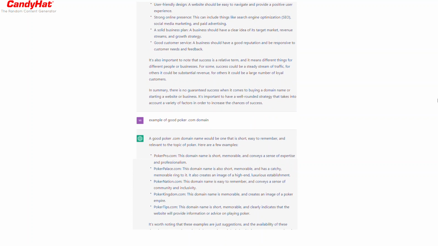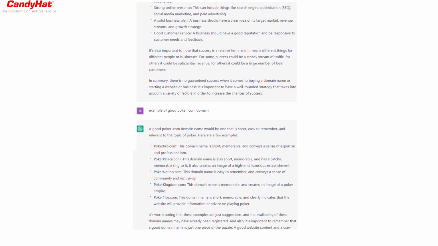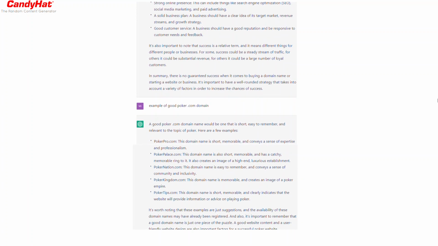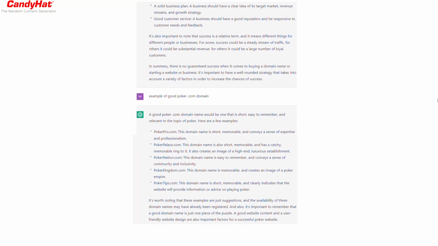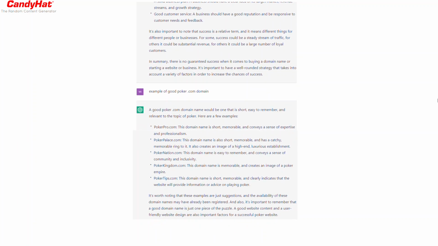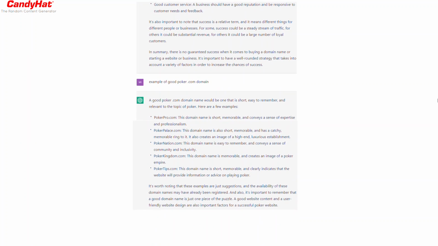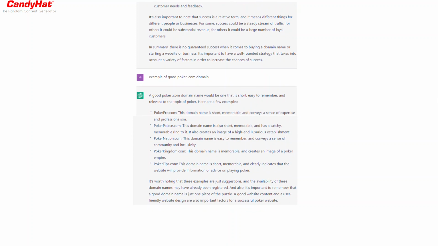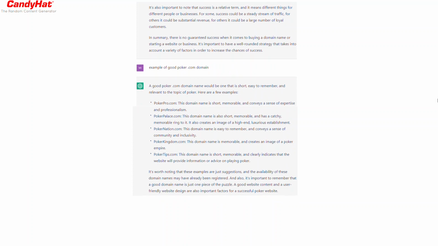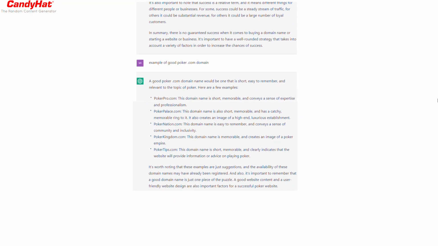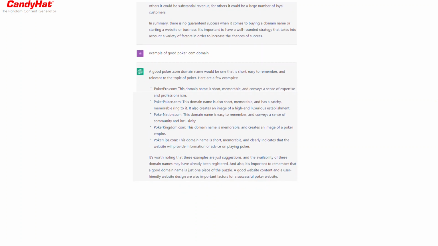It's also important to note that success is a relative term, and it means different things for different people or businesses. For some, success could be a steady stream of traffic. For others, it could be substantial revenue. For others, it could be a large number of loyal customers. In summary, there is no guaranteed success when it comes to buying a domain name or starting a website or business. It's important to have a well-rounded strategy that takes into account a variety of factors in order to increase the chances of success. Example of goodpoker.com domain.